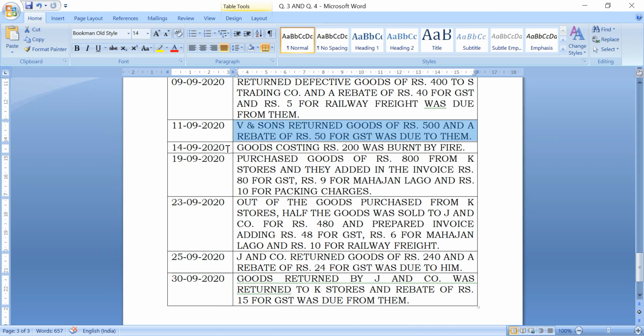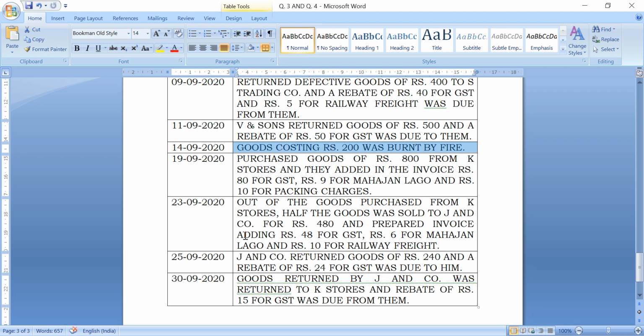Next, September 14. Read it. Goods costing 200 rupees were burnt by fire. Goods burnt by fire. 200 રૂપિયાનો માલ આગથી બળી ગયો.